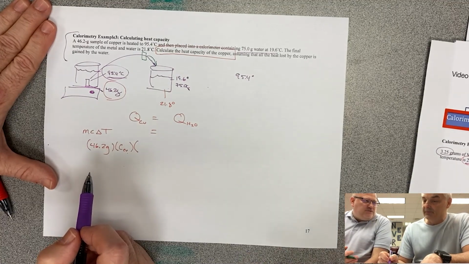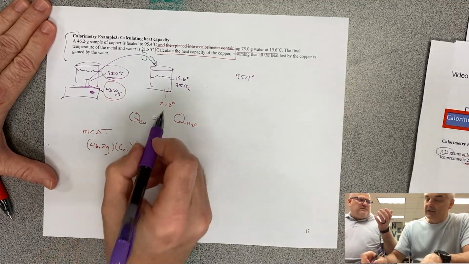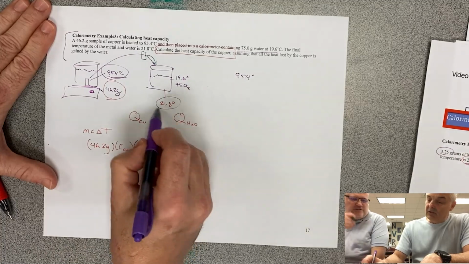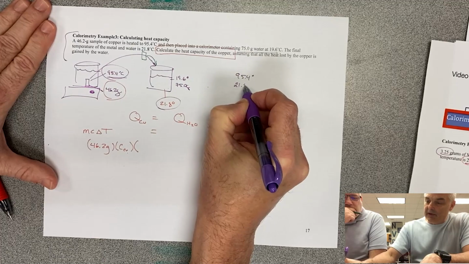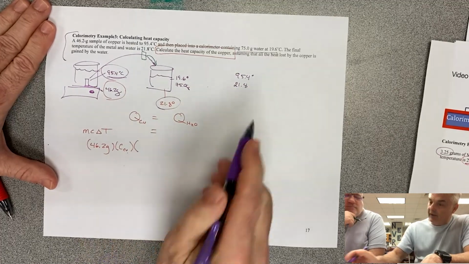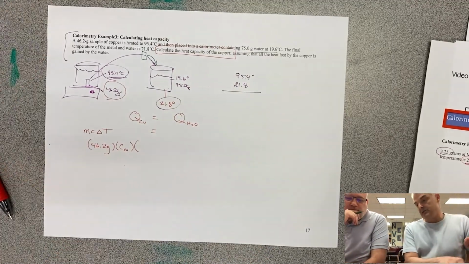Well, you have to find the final temperature, right? Because if you have something cold and something hot, they're going to meet in the middle for their temperature. A lot of people don't really see this, but the final temperature is 21.8 for both the copper and the water. That's true. So we have to subtract these two, right?